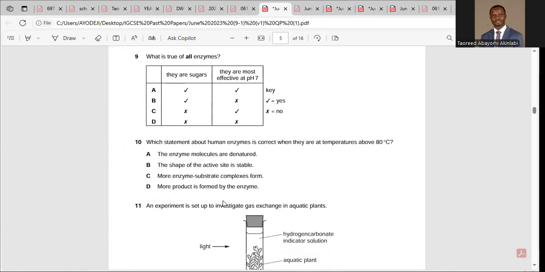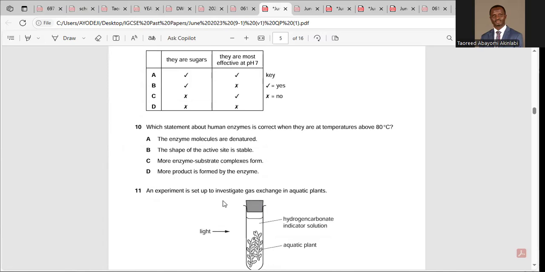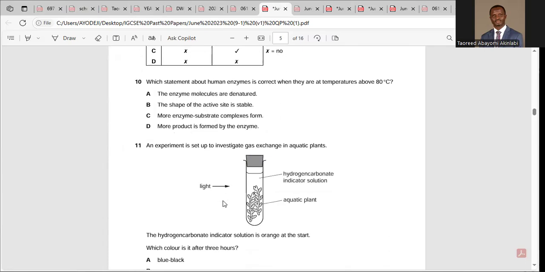Question 10, which statement about human enzyme is correct when there are temperatures above 80 degrees Celsius? When temperatures get too high for enzymes, because enzymes are protein, they will be denatured. That means the right option for question 10 is option A.